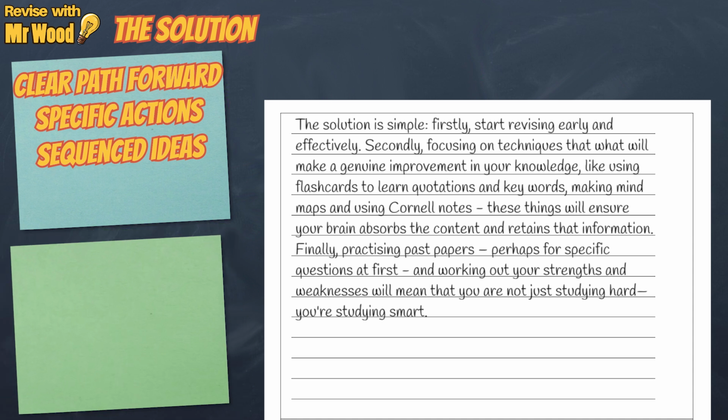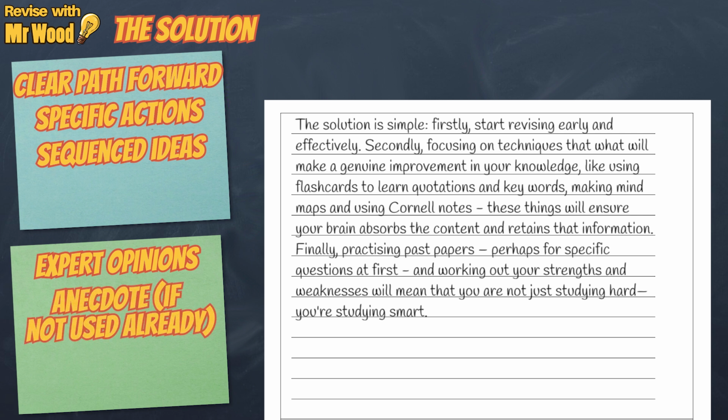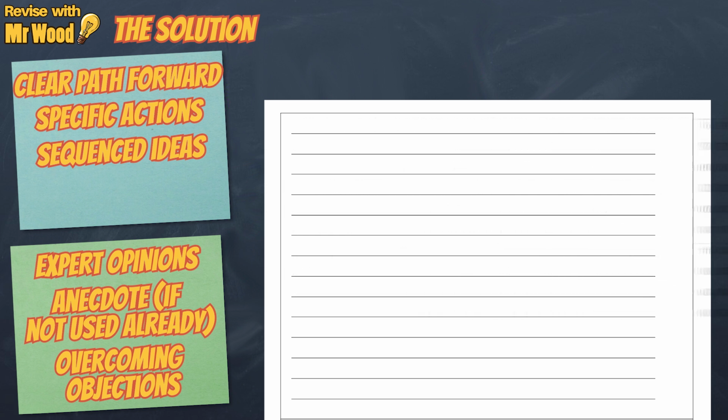I could make it even stronger by mentioning that the methods I'm proposing have been researched and endorsed by professionals, in this case in the education sector. An anecdote acting as a success story would work well here, particularly if you haven't used one already, and you can even put an alternative viewpoint here. But if you do, be careful to say why it's wrong. You can say things like, some people will tell you that you need to do X, however, we actually need to do Y because, and then give a reason, and by doing that you're overcoming objections, and that will strengthen your argument.